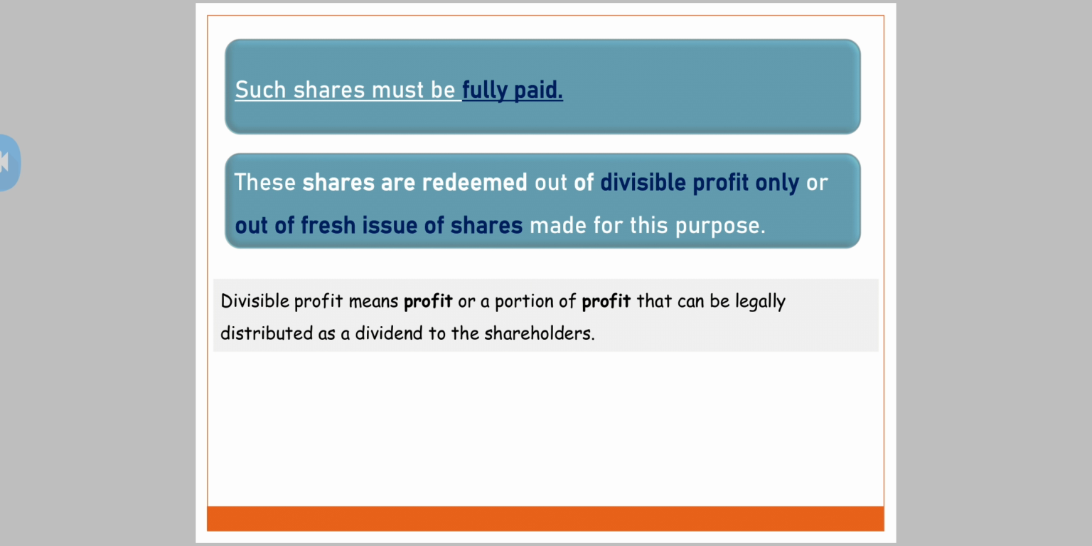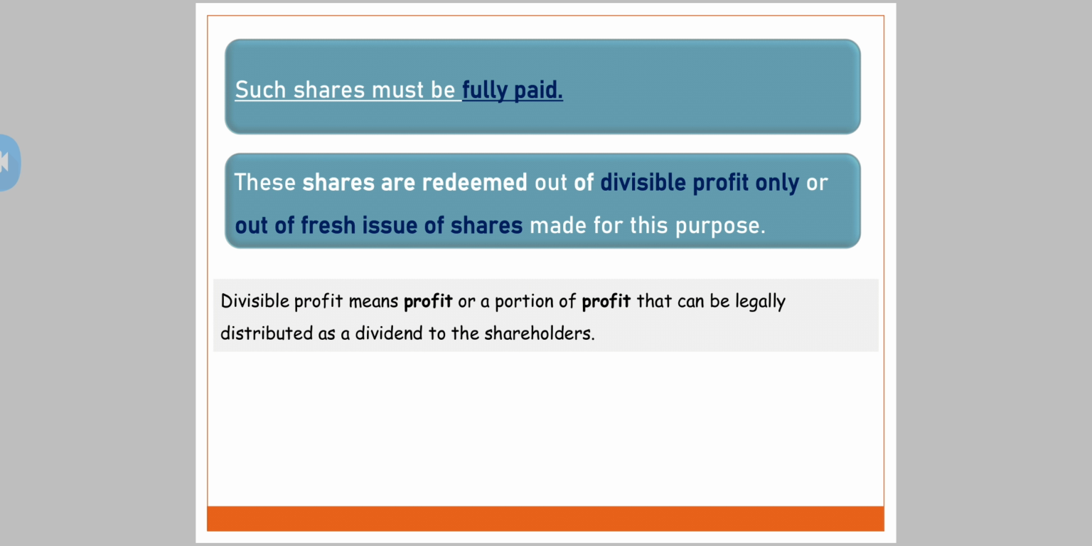These shares are redeemed out of divisible profit only, or out of a fresh issue of shares made for this purpose. Redeemable preference shares means the company is supposed to pay the amount and take the shares back. So from where is the company going to pay this amount? These shares are redeemed out of divisible profit only. That is the company's profit only. The company is not supposed to pay from its assets and get the shares redeemed. No, the company cannot do that. The company can redeem these shares only out of divisible profit, or the other option is to have a fresh issue of shares.